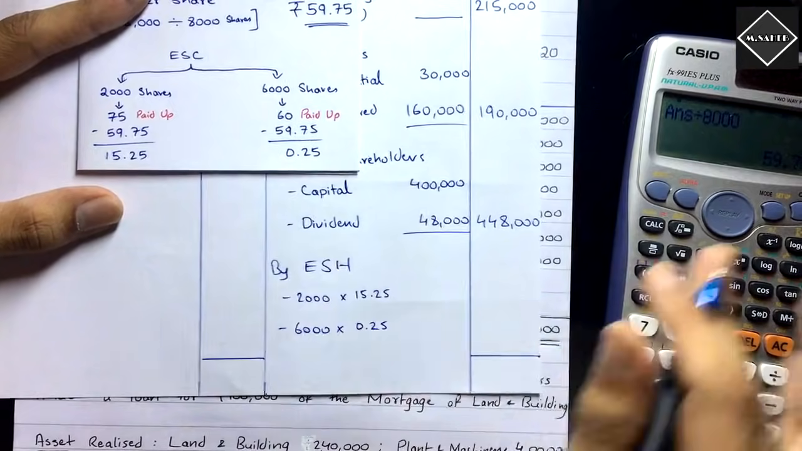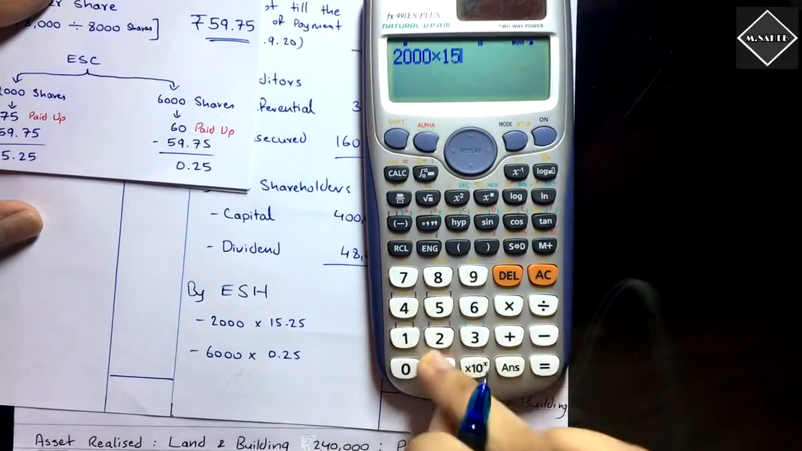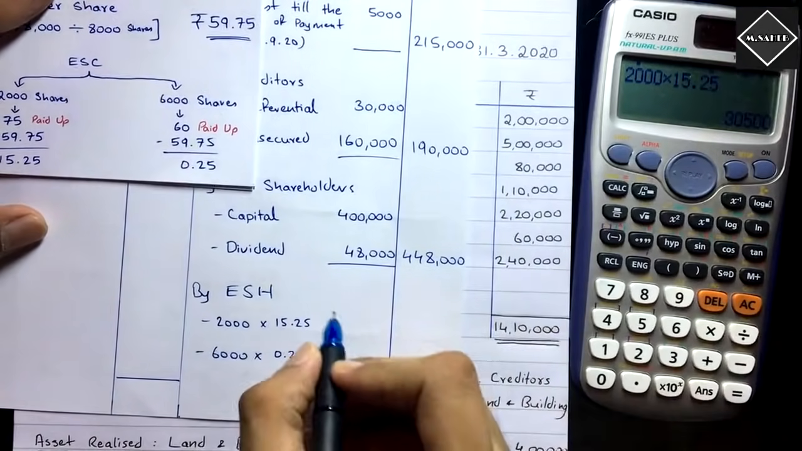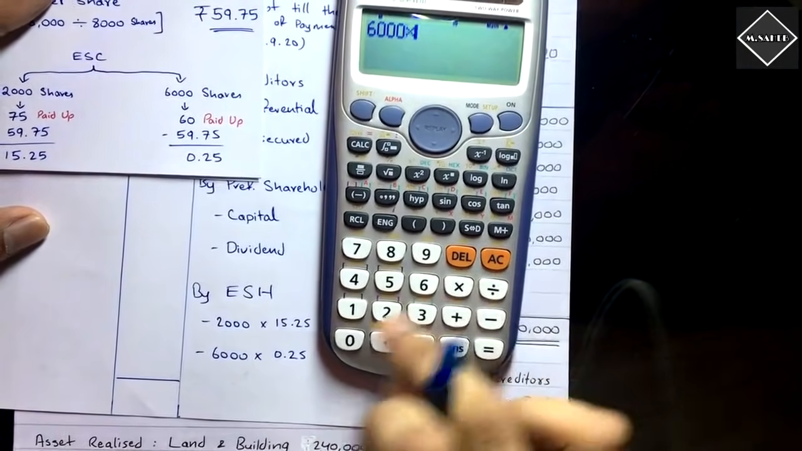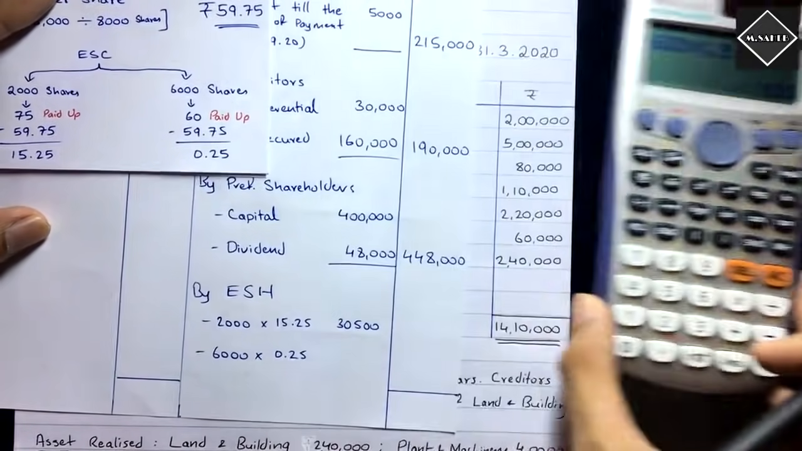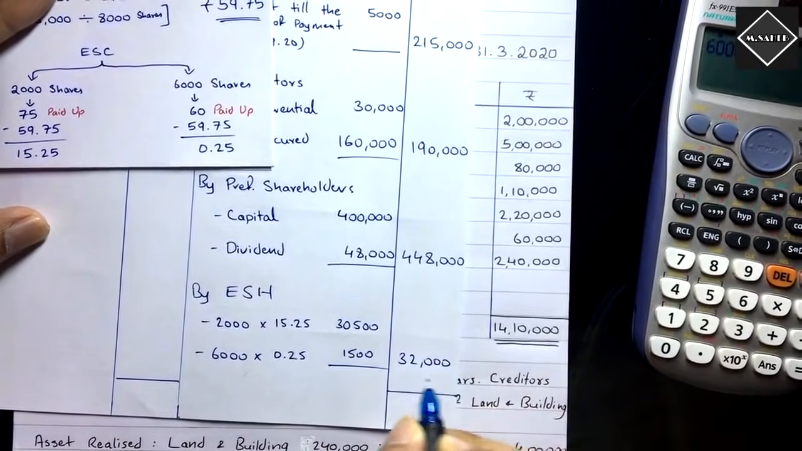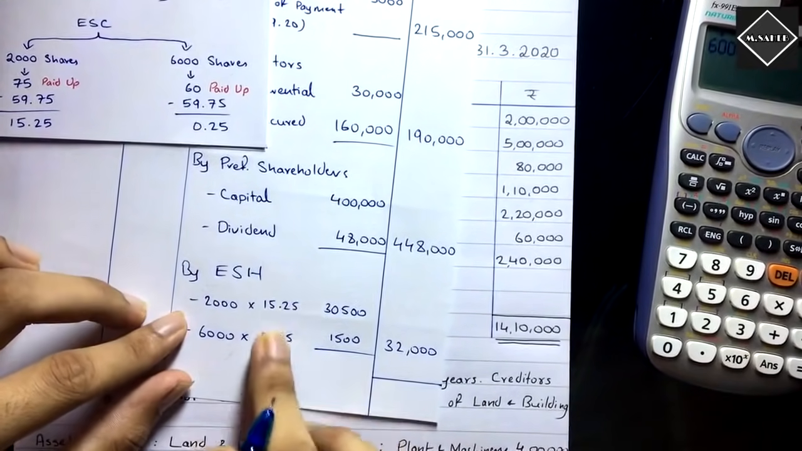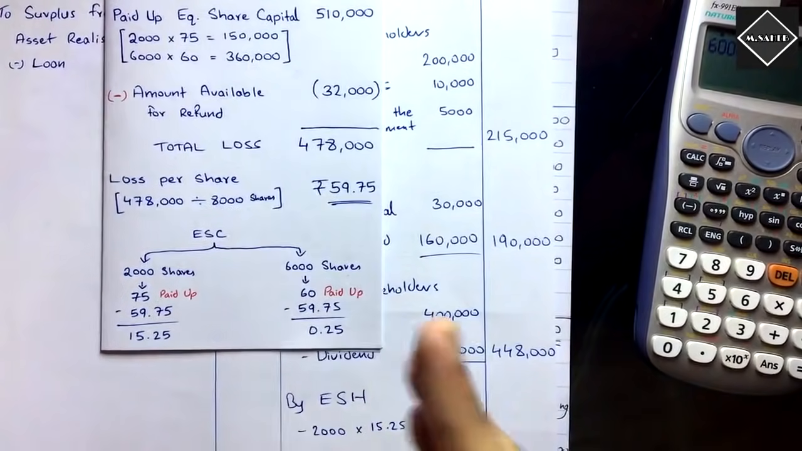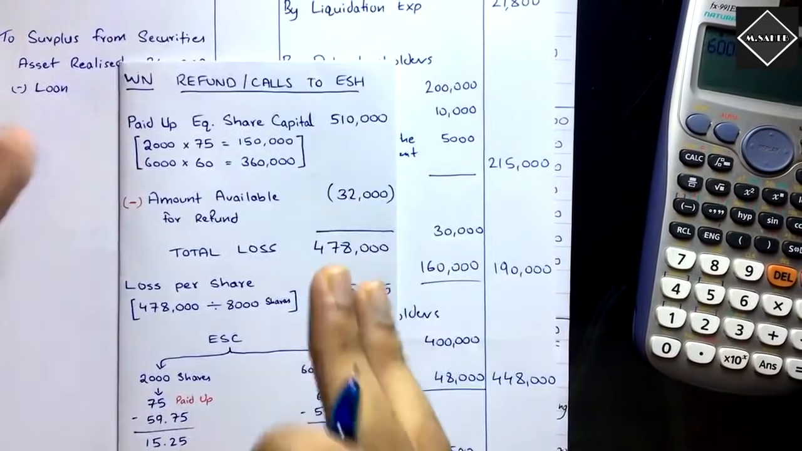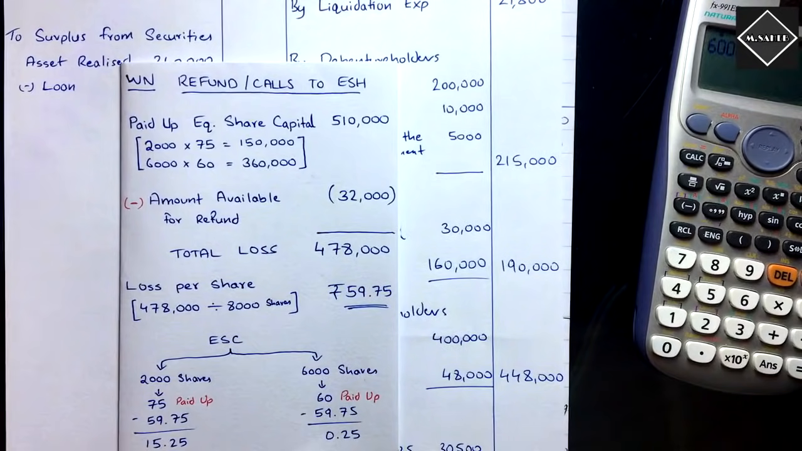Yeah, 25 paise. So that is equal to, see here, 2,000 into 15.25, that is equal to 30,500. So 30,500, and then here 6,000 into 0.25, that is equal to 1,500. So 1,500 will come over here. So in total, you are returning them 32,000 only. But here you have made now a fair distribution because of their paid up value. Their paid up values were different, so these were two different categories. So you have to make this calculation to make a fair pari passu or pro rata distribution. So this is how you have to do it.